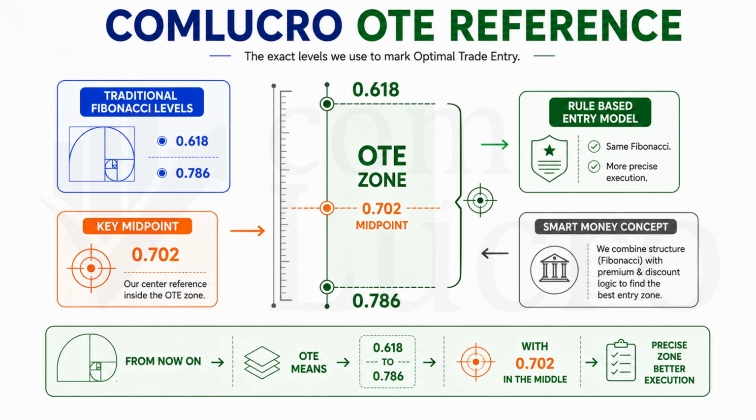So, that is the optimal trade entry, a way the smart money side turns a simple Fibonacci retracement into a precise, rule-based entry. And a quick note on how we'll use it here on the channel. From this point on, when we mark an OTE, we'll use the ComLucro reference, the traditional Fibonacci levels 0.618 and 0.786, while still recognizing the importance of the 0.702 midpoint in between. So from here on, whenever we mark an OTE, those are the exact numbers we're referring to, and we're about to put them to work in two practical strategies.